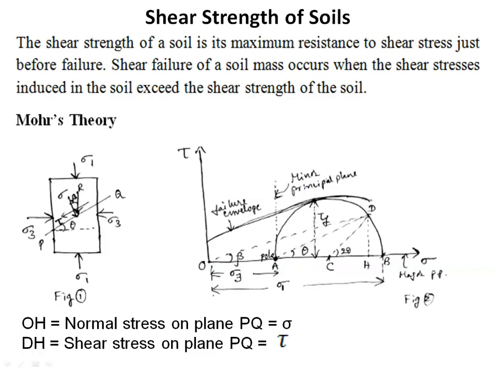The shear strength of a soil is its maximum resistance to shear stress just before the failure. Shear failure of a soil mass occurs when the shear stresses induced in the soil exceed the shear strength of the soil.